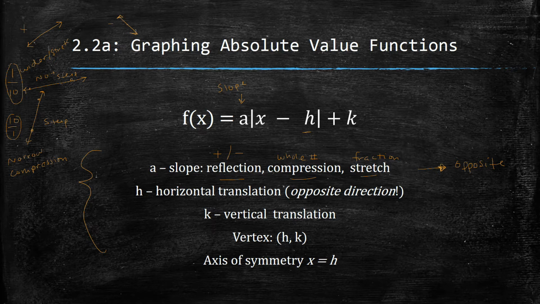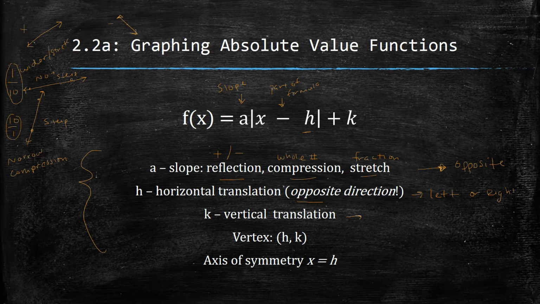Your h, which is going to be inside the absolute value sign, is also going to be in the opposite direction, and that's your horizontal translation. So that's going to tell you whether it moves left or right from the origin. And that's the opposite direction, because this negative here is actually part of the formula. So if you pulled out your point from there, it's going to be the opposite of that sign because of that negative there. In the examples, I'll show you a little bit how that works.